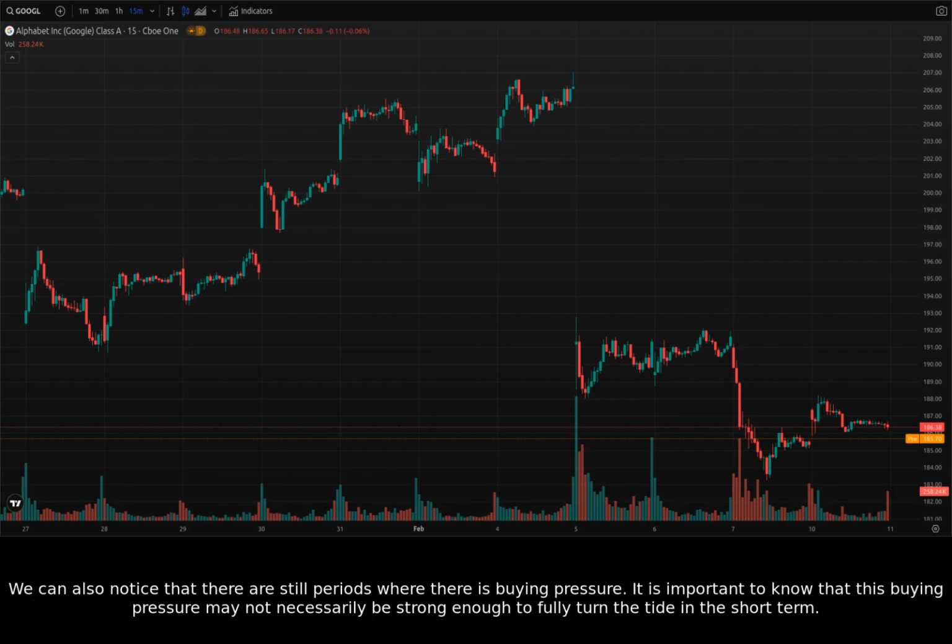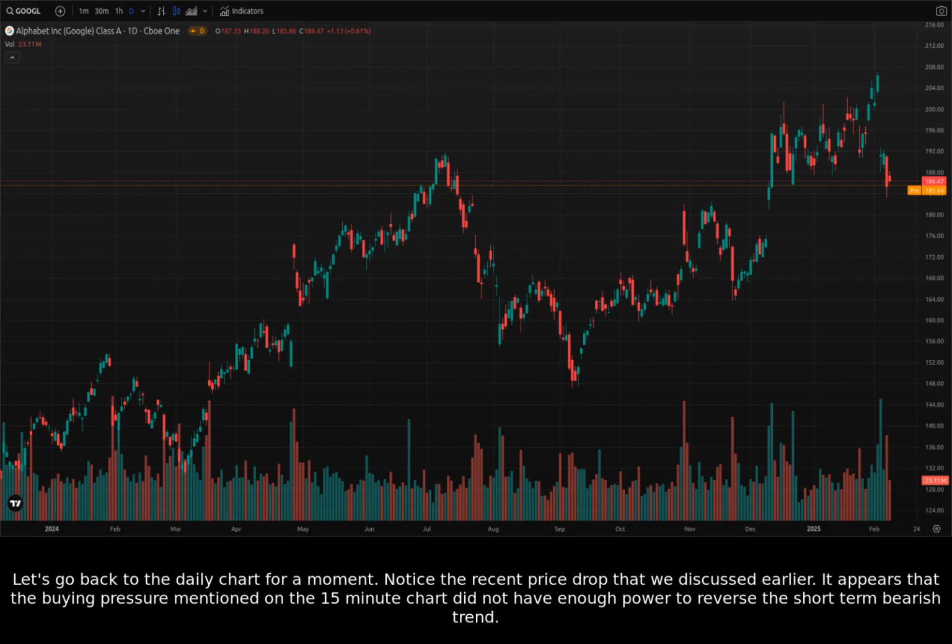We can also notice that there are still periods where there is buying pressure. It is important to know that this buying pressure may not necessarily be strong enough to fully turn the tide in the short term. Let's go back to the daily chart for a moment. Notice the recent price drop that we discussed earlier. It appears that the buying pressure mentioned on the 15-minute chart did not have enough power to reverse the short-term bearish trend.